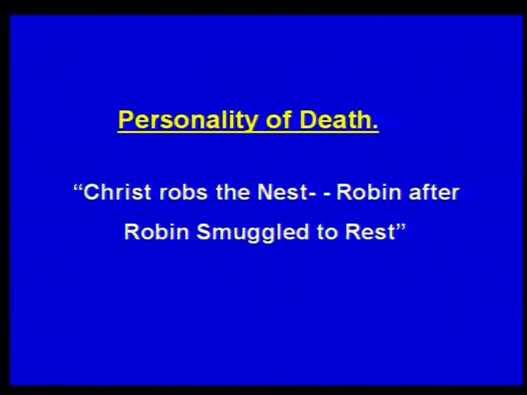And there is a final twist to this poem where she says, after all this is done by death so carefully, there is one thief. Who is that? Christ. Christ robs the nest. Robin after robin, smuggled to rest. So, while death does the industry or labor of taking everyone from life and preserving them like a bird in its nest, Christ robs each and every creature or each and every soul which is put to rest to the eternal kingdom.